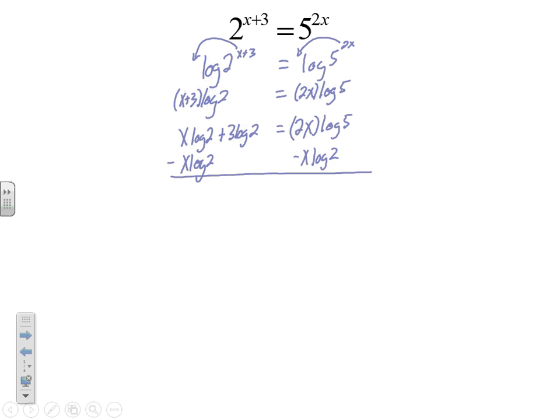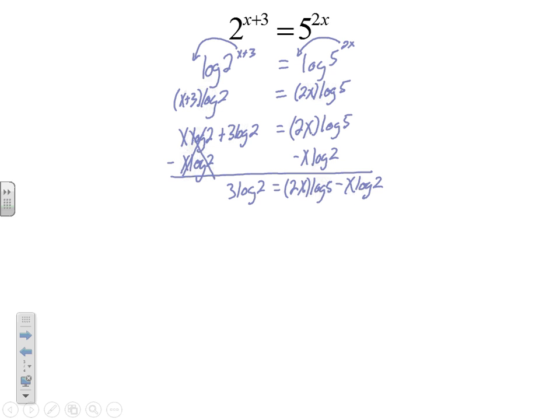So on the left side of the equal sign, these cancel each other out, and I'm left with 3 times the log of 2 being equal to 2x times the log of 5 minus x times the log of 2.